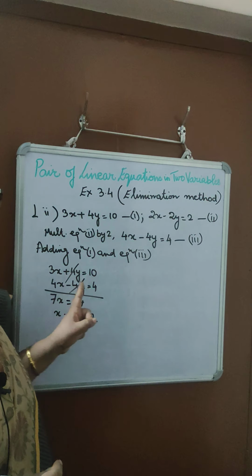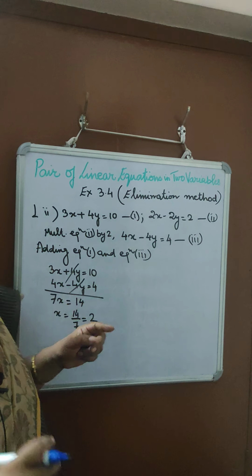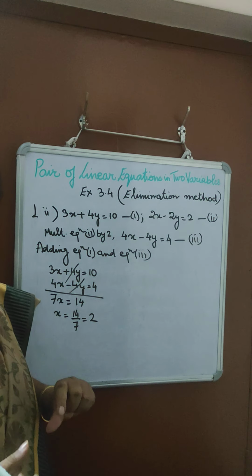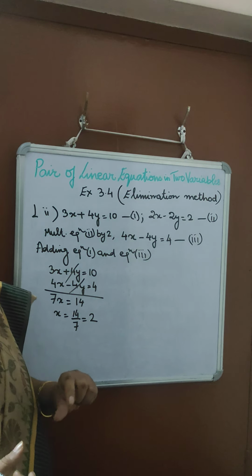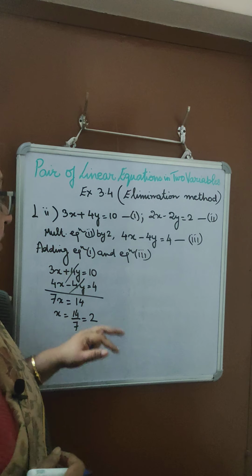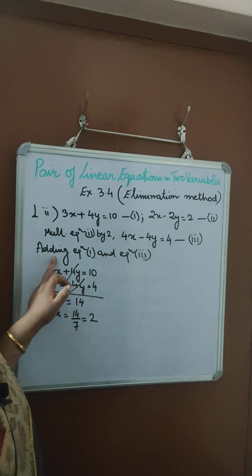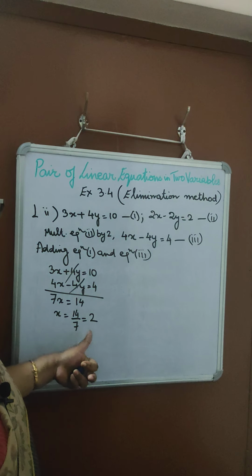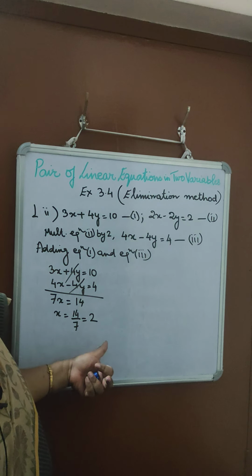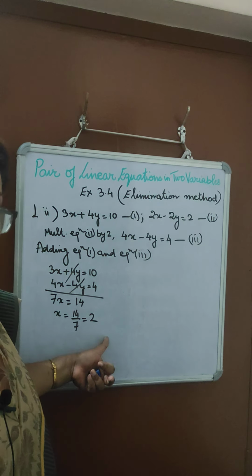If you get the same coefficients, if the signs are same, then what do we do? Instead of adding, we will subtract. Okay, we will come to a question like that next. So since they were opposite in signs, we added the two equations and we got x equal to 2. Now, this x equal to 2, we substitute in any of the equations.